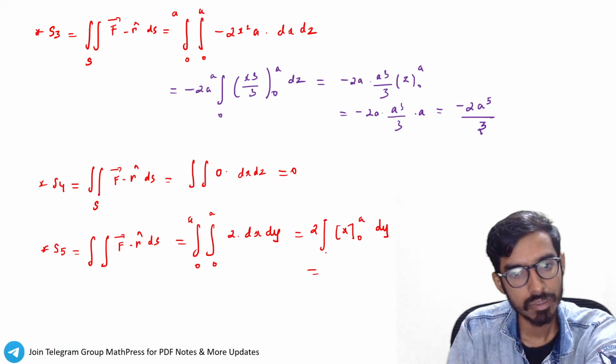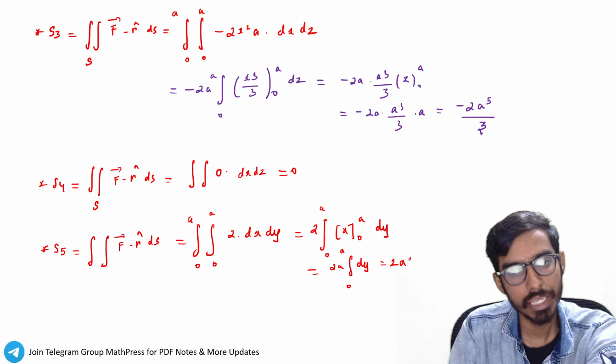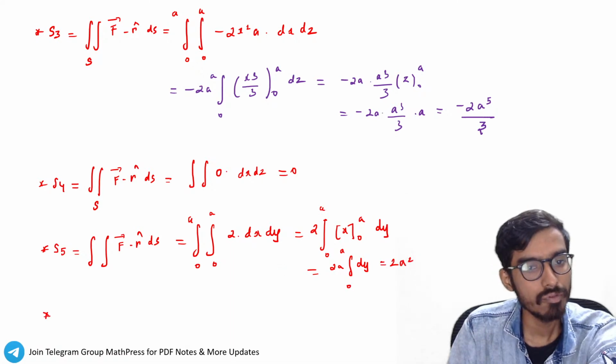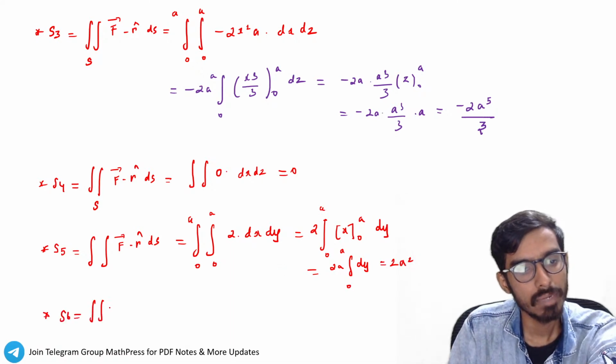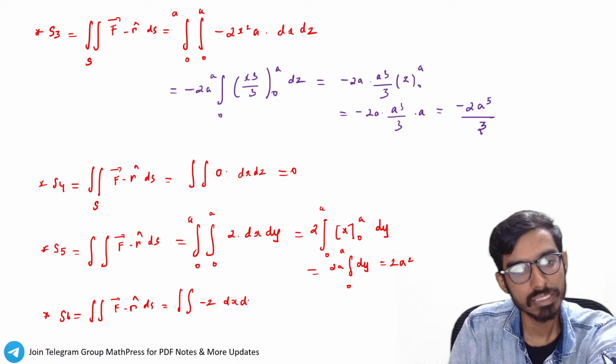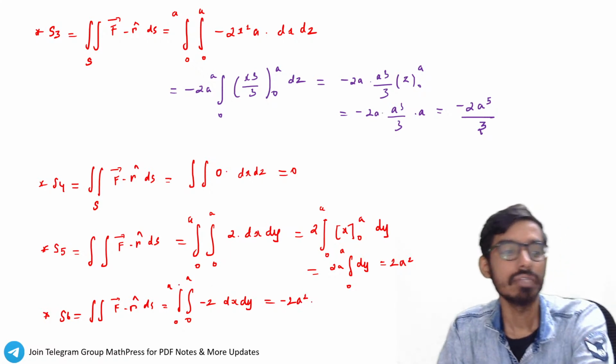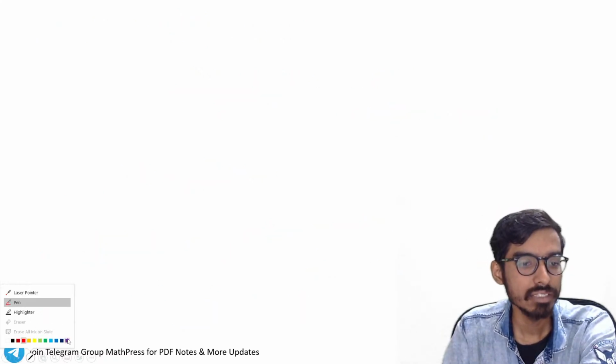Square, right? This will be 0 to a. So 2a integral dy from 0 to a, so it will be 2a square. And similarly, you find s6, double integral over s of f vector dot n cap ds. So minus 2 dx dy. So 0 to a, 0 to a, you will have minus 2a square, right?